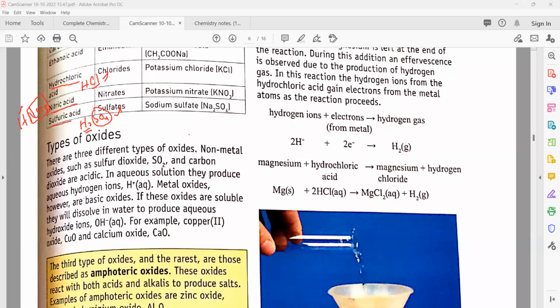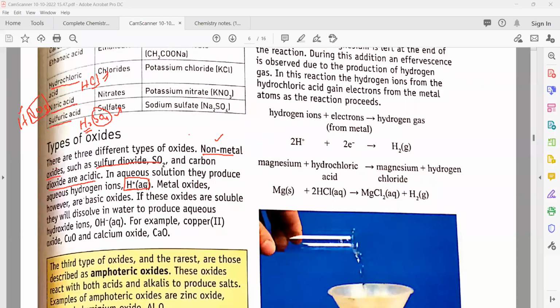Types of oxides. There are three types of oxides. Non-metal oxides, such as sulfur dioxide and carbon dioxide, are acidic. You need to know, that is a very important part, that non-metal oxides like sulfur dioxide and carbon dioxide are acidic in nature. Their pH is less than 7. In aqueous solution, they produce aqueous hydrogen ions, or H positive ions.